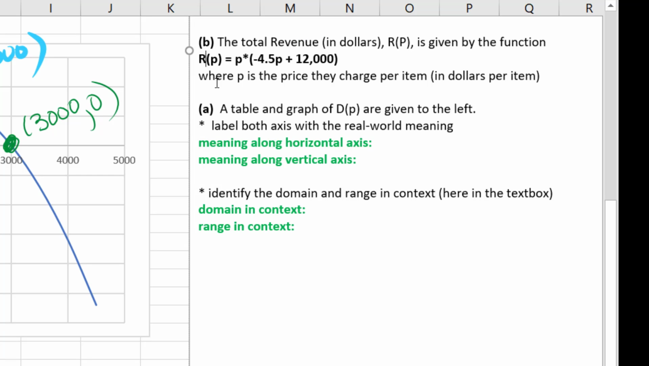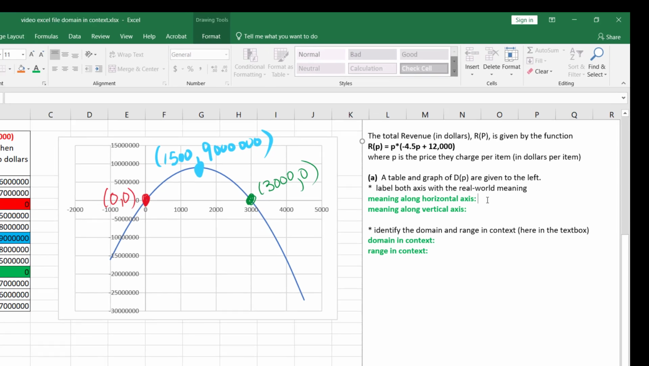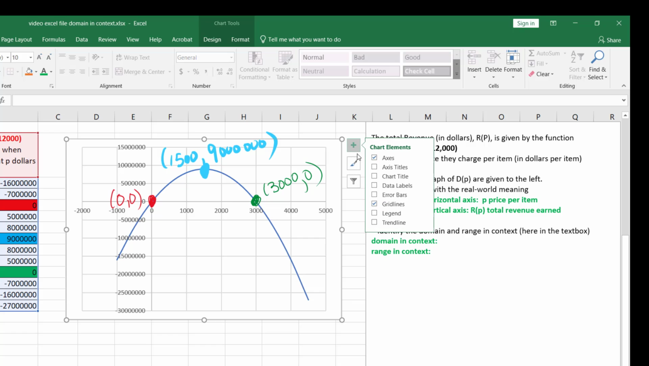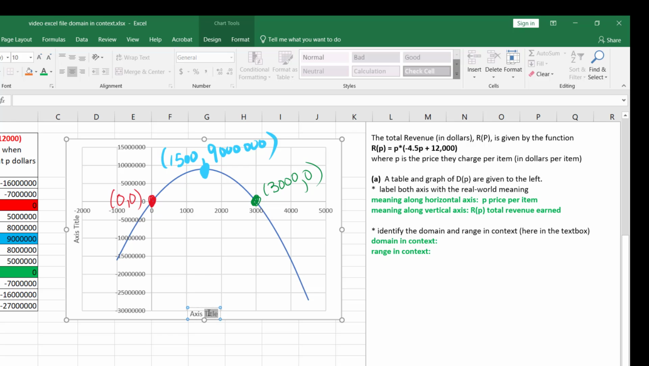they make. So part A here is asking us to first go ahead and label the meaning along the horizontal and vertical axis. As we said above, P is the input and R of P is the output. P represents price per item. R of P represents total revenue earned. In Excel, if you click on the graph and hit the plus sign, axes titles, it'll create text boxes that you can edit and label each axis.